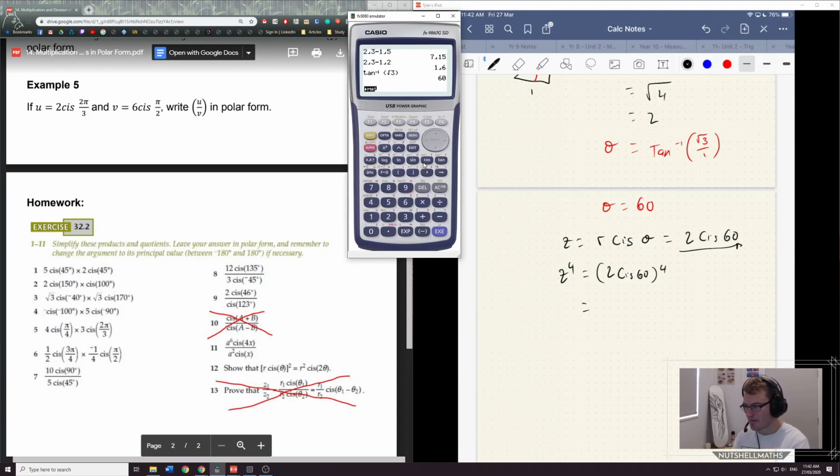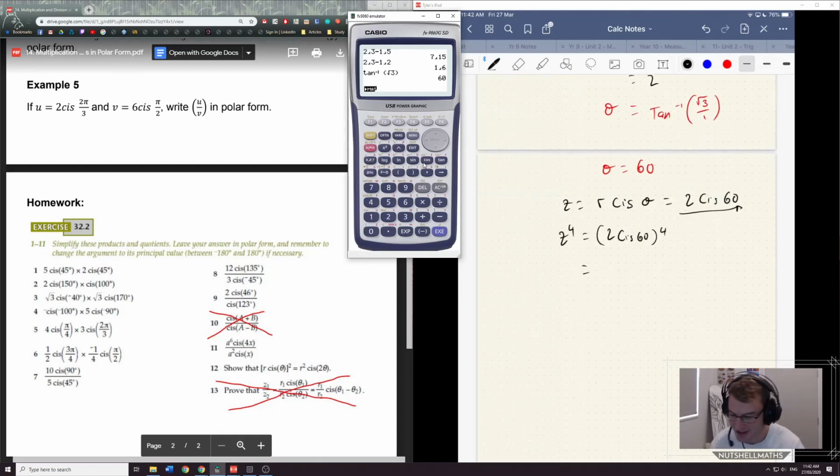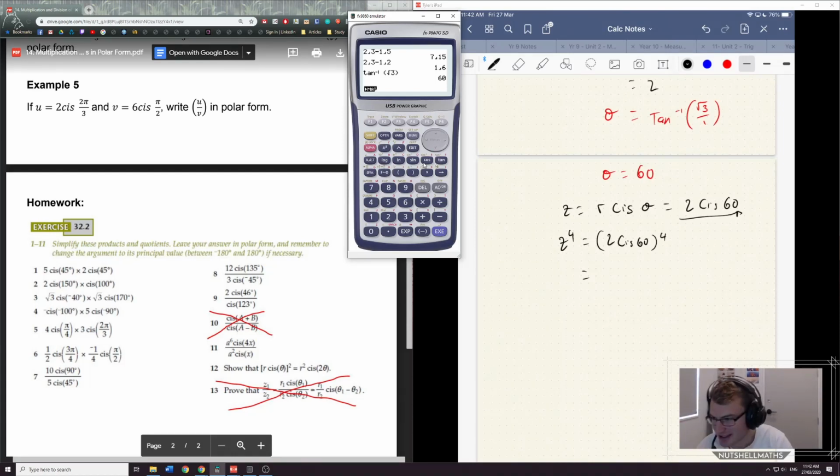Got a couple answers in chat. Hannah's been lazy. Everyone's got the same answer. Just shift 16 their way through. So we're going to have 16 cis. What do you say? 240.